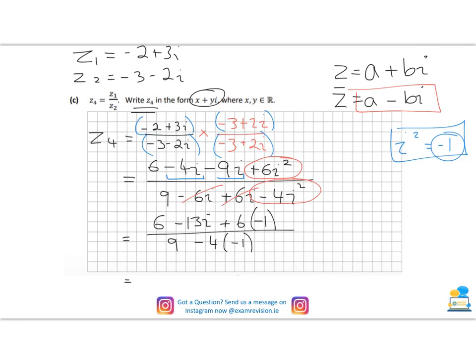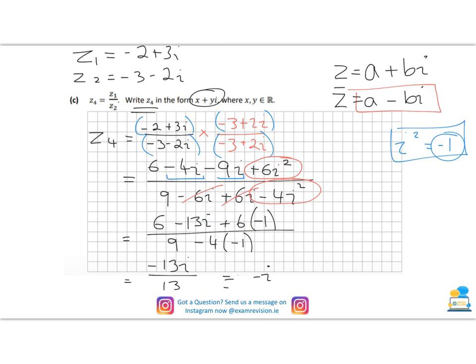So therefore, on the top of my fraction, I have 6 minus 13i, and plus 6 by minus 1 gives me minus 6. So 6 minus 6 is going to go to 0. So I'm only going to be left with an imaginary part here, which is minus 13i. And then on the bottom of my fraction, I'm going to have 9, and minus 4 by minus 1 gives me plus 4. So that is going to give me plus 13. And that can therefore simplify: the 13 will go into the minus 13 minus 1 times. So we're going to be left with minus i.